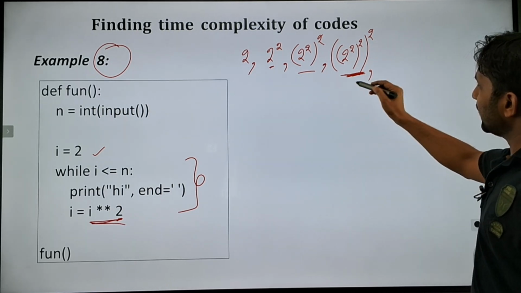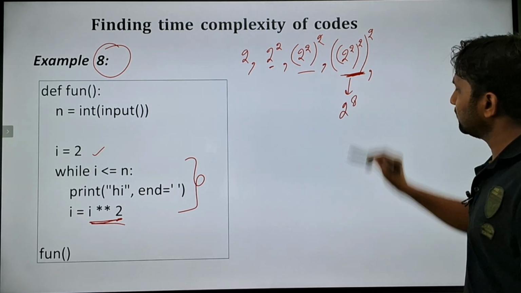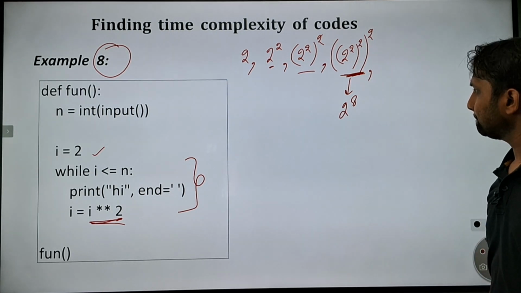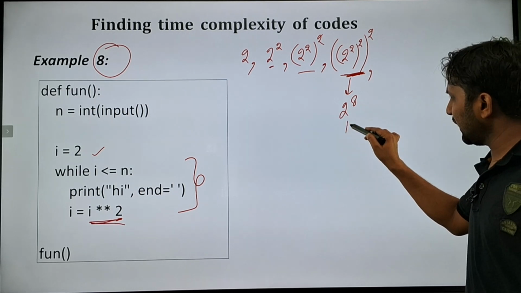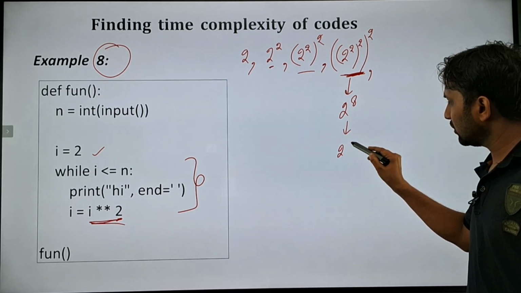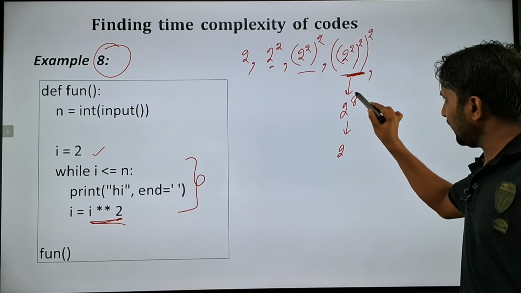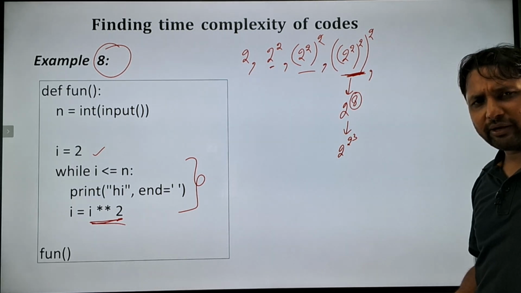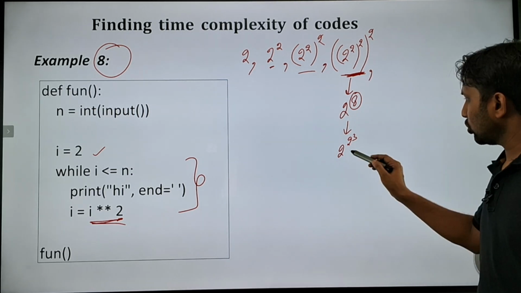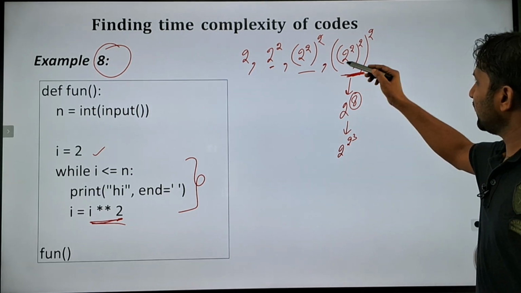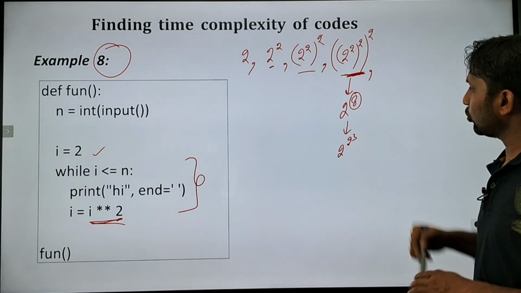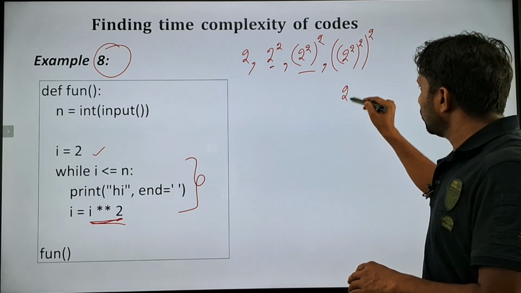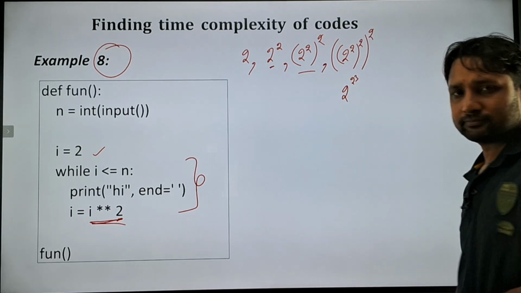Can I write it like 2 power 8? You can multiply the power: 2 into 2, 4; 4 into 2, 8. So we have 2 power 8. Can I write 8 as 2 power 3? What is 8? 2 power 3. So if I replace this term with 2 power 3, this term will be 2 power 3.